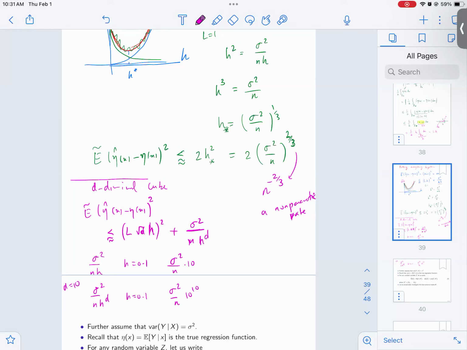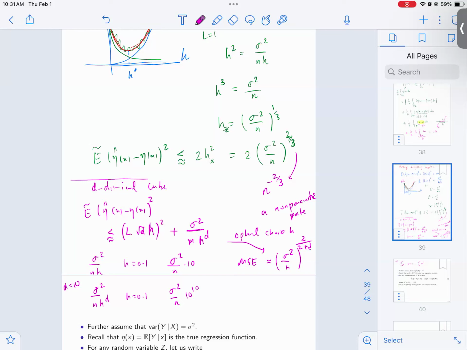And if I'm not wrong, to find the optimal choice of h, the optimal MSE would be roughly sigma squared over n to the power 2 over 2 plus d. So in d equals 1, it would be 2 over 3, but now it's 2 over 2 plus d.